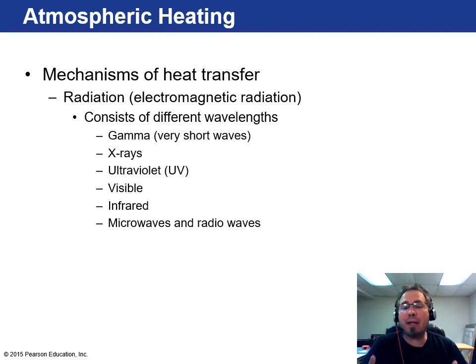You have the visible light that we can actually see. We have infrared, which now can be used, like infrared heating for stoves and things like that. And then you have microwaves and radio waves. All of these things are electromagnetic radiation. Any one of these, if you have too much of it, can heat things up.